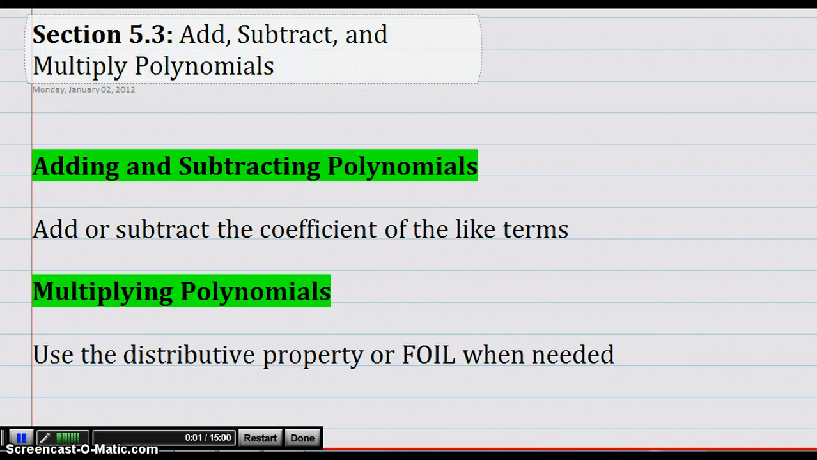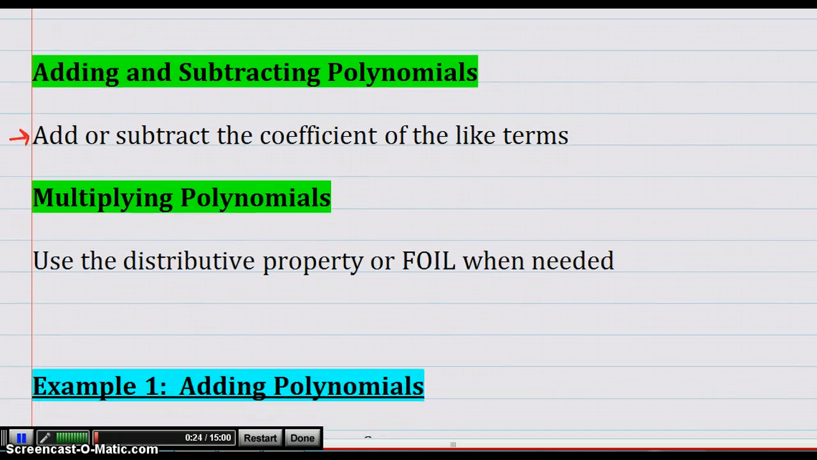Section 5.3, adding, subtracting, and multiplying polynomials. This section is a little bit easier than the ones we've worked with before, so I think you should like the little brain break. The first thing you're going to do is adding and subtracting polynomials, and when we do this we add or subtract the coefficients of the like terms, so we're not just adding or subtracting in order, you need to add the like terms. Then when you're multiplying, we're going to use the distributive property or FOIL when needed.